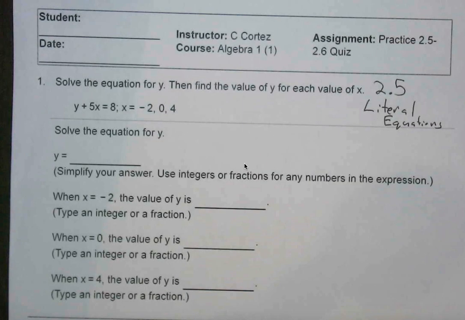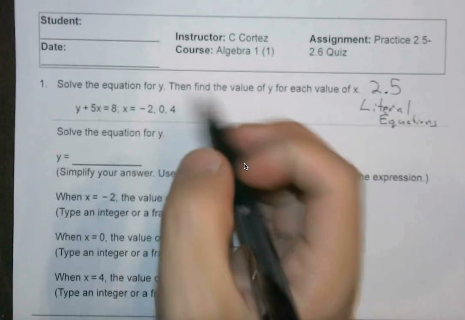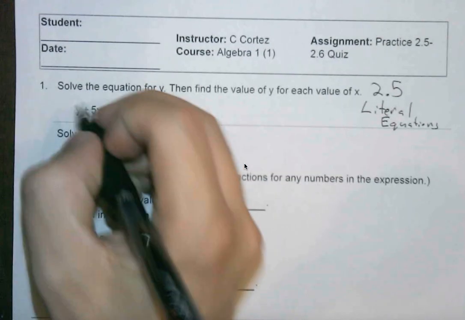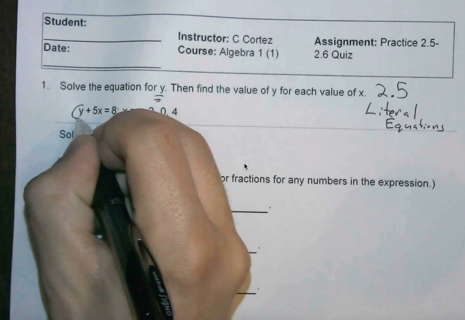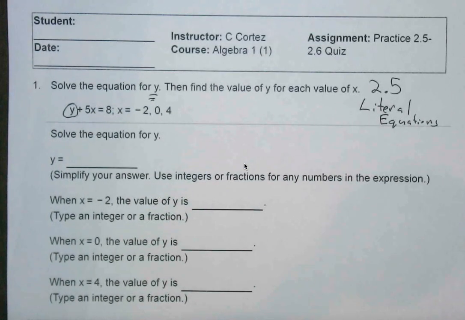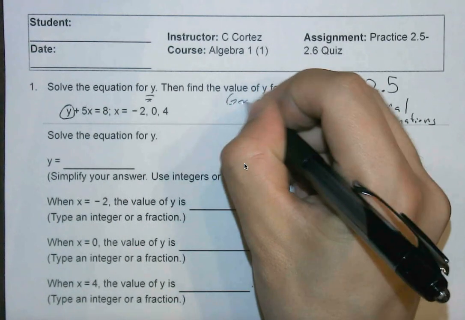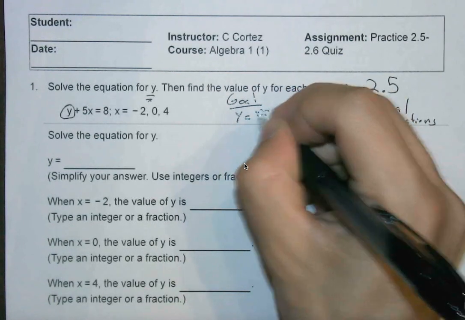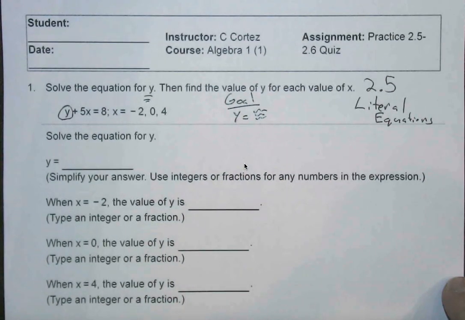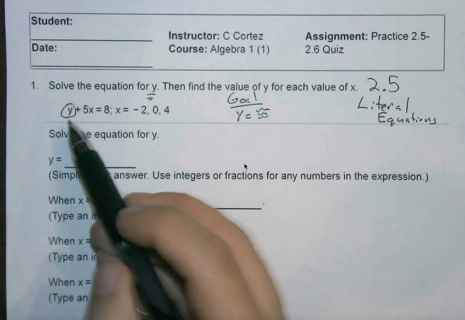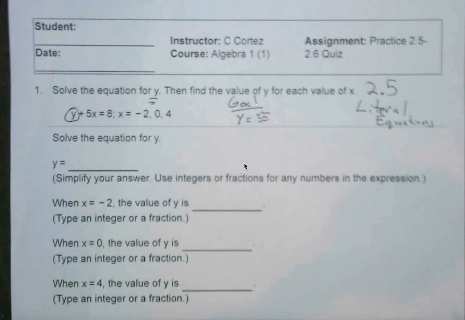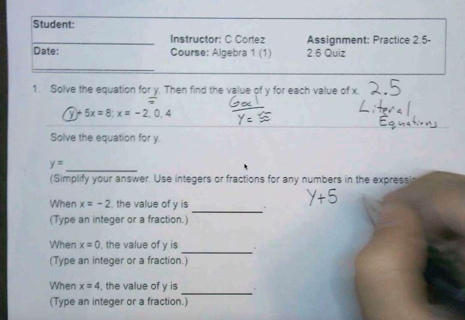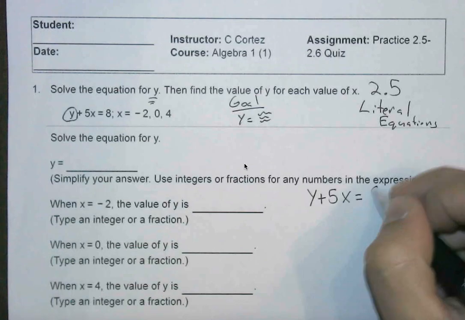So first, I'm acknowledging that I'm trying to solve my equation for y. So in my equation, I'm trying to figure out where y is. So I know y is right here. So my goal, as mentioned in the video for 2.5, is trying to have y equals something, whatever that might be. So how exactly can I do that? What's on the left side that's not y? Hopefully you're saying 5x. So if we rewrite this, we have y plus 5x equals 8.